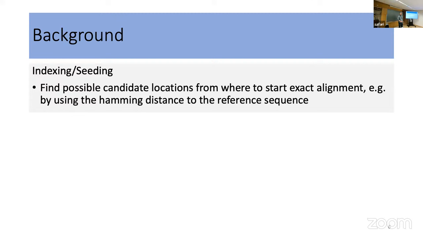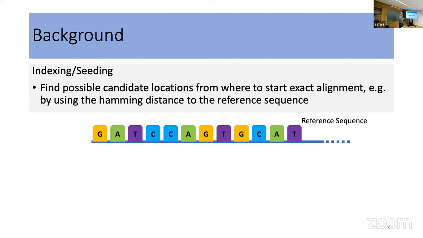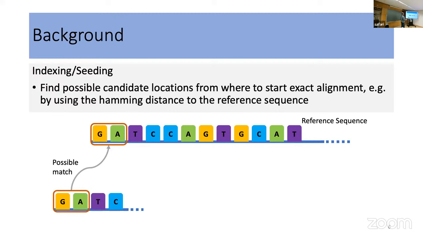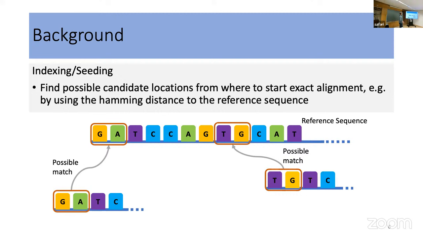So, indexing and seeding. As you've seen in the first talk, generally when we have a reference sequence, we get several smaller reads that we try to somehow line up with this whole reference sequence. In this example, we have this little read here where, if we compare the first two bases, we see we have a possible match here and another possible match with the second short read there.